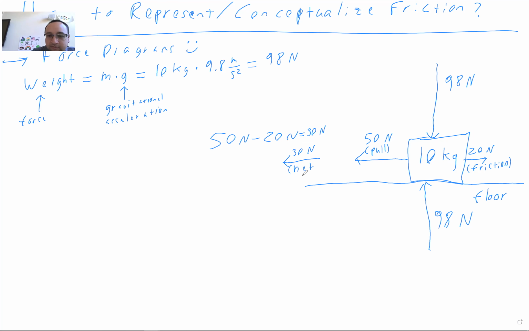And so my overall force to the left is 30 newtons, and this is called my net force, or my sum of forces, all right? So this box would be moving to the left. There's an overall net force acting on this box of 30 newtons to the left. And so this box under these circumstances is going to slide along the floor, okay?